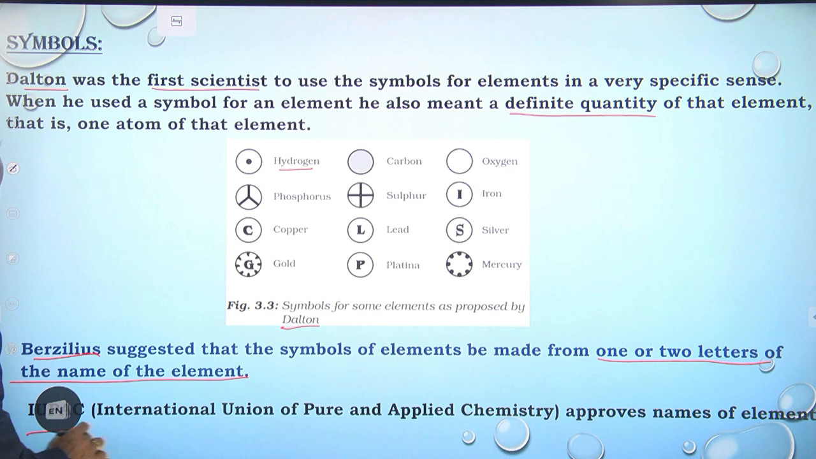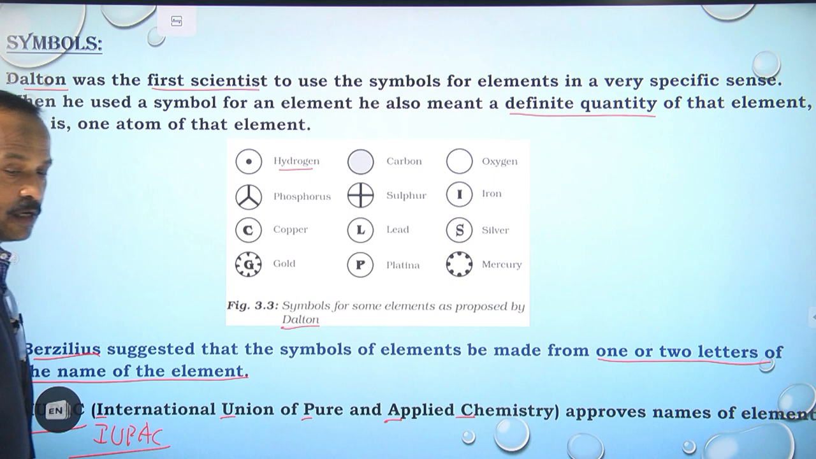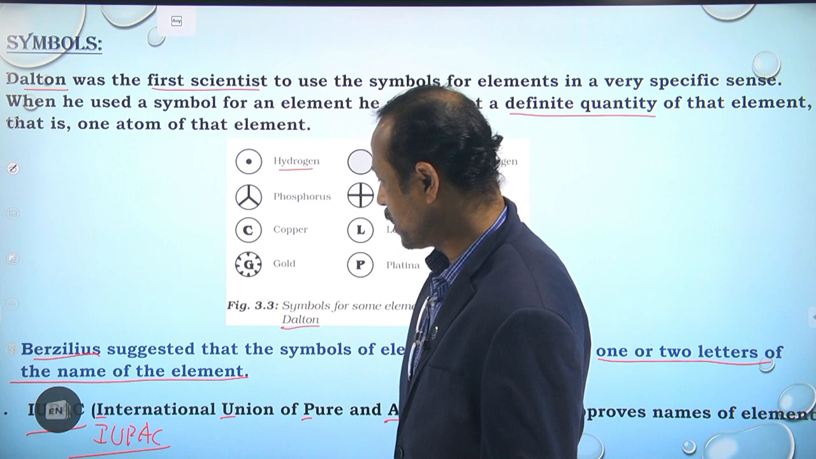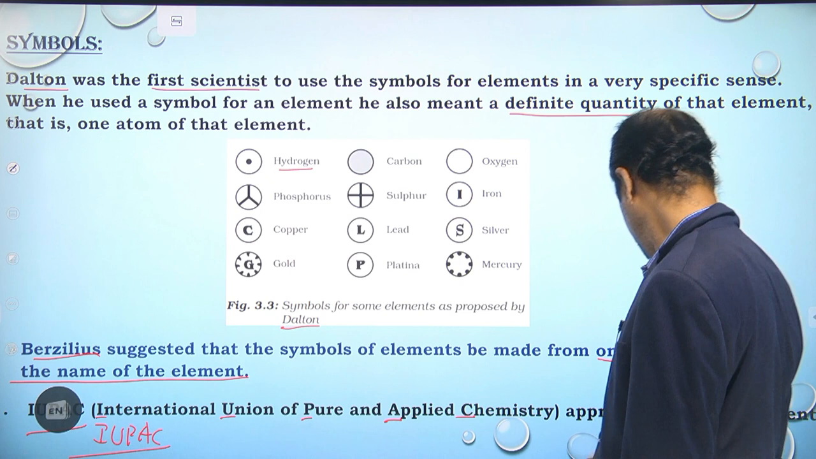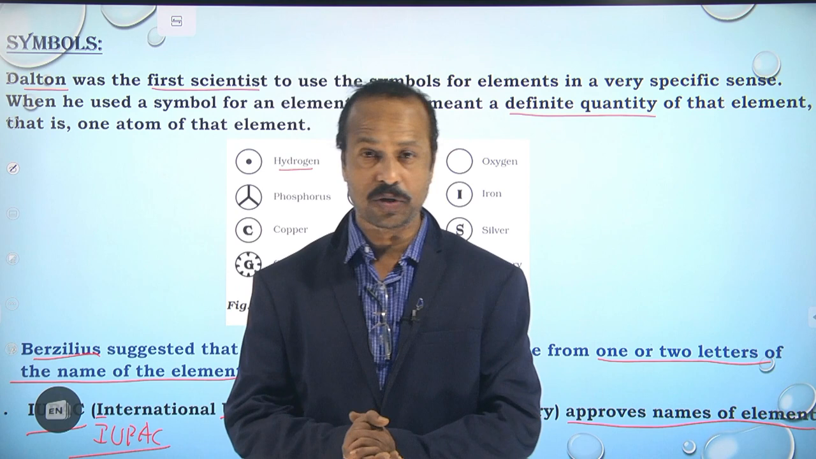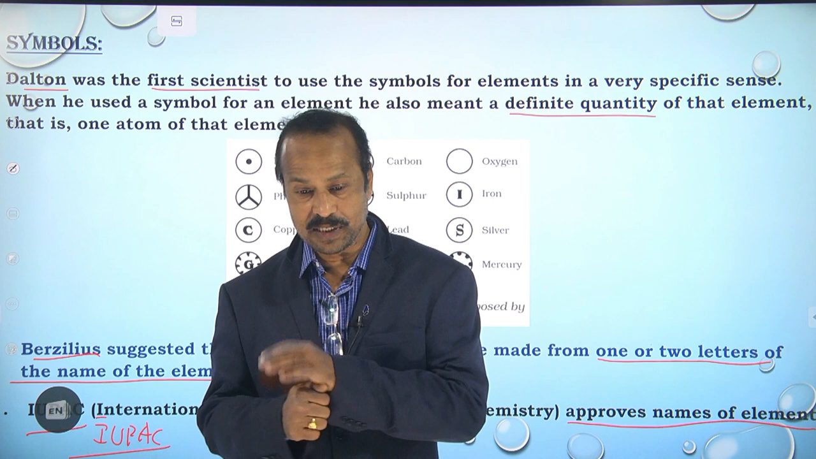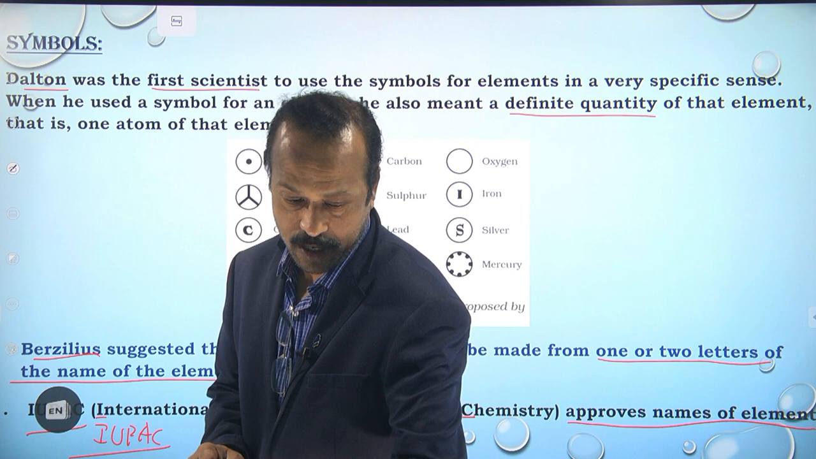And IUPAC, I told you just now, here you can see the IUPAC. IUPAC stands for International Union of Pure and Applied Chemistry: I, International; U, Union; P, Pure; A, Applied; C, Chemistry. This is a very important thing, you have to remember it. IUPAC approves the names of the elements. This is an international organization of chemistry, like the head of chemistry throughout the world. They decide what the element name should be or which element should be confirmed, and they frame the rules and regulations regarding the science also. They approved Berzelius's method too. Is this clear to you?